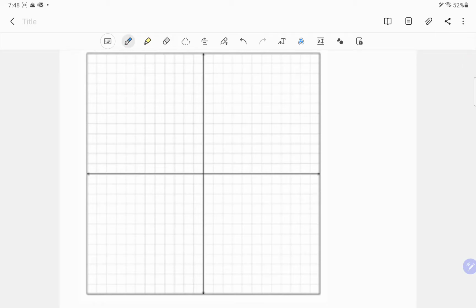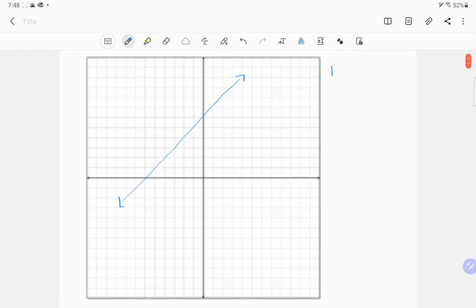Okay, so if I just put a line on my graph here, I'm going to do my best to make it kind of straight. Okay, here's my line. This line has two important points. Those two important points are right here and right here. These points are called the y-intercept and the x-intercept.